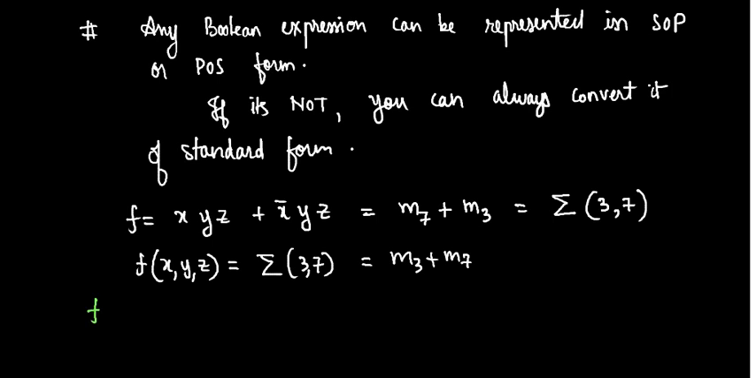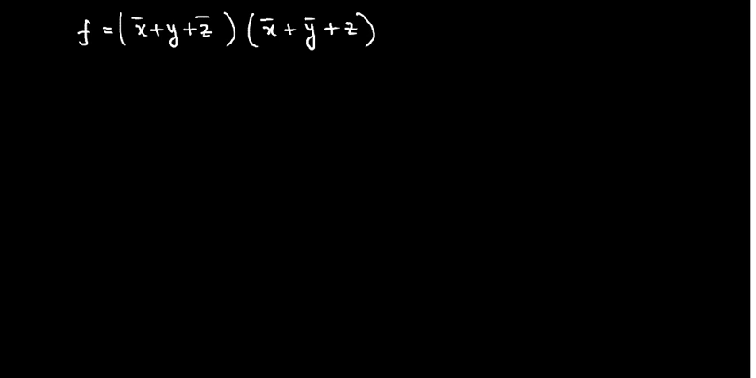If it is a max term, just write on top, say for example f equals x or y or z, let me put bars anywhere, x, y bar or z. You tell me what this is. Now this can be expressed as, now you tell me.